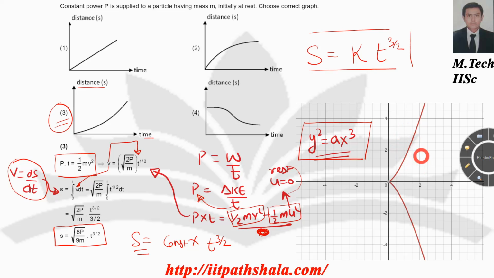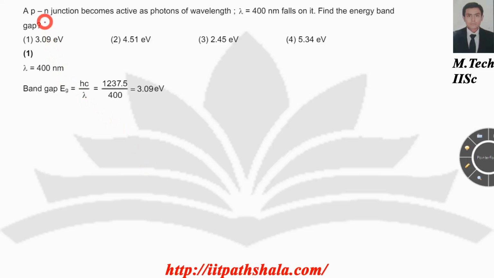Now let us move toward the next question, which says you have a p-n junction which becomes active as a photon of wavelength lambda 400 nanometer falls on it. You have to find the value of the energy gap. So pretty much a CBSE type question.